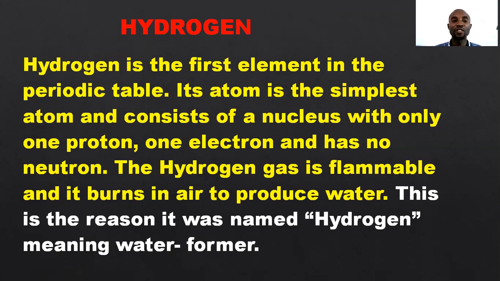Hydrogen gas is flammable and it burns in air to produce water. This is the reason it is named hydrogen, because of what? Water former. That is the meaning of hydrogen, water former. So it is the first element in the periodic table, and it consists of one proton and one electron, but it does not have a neutron in its nucleus.